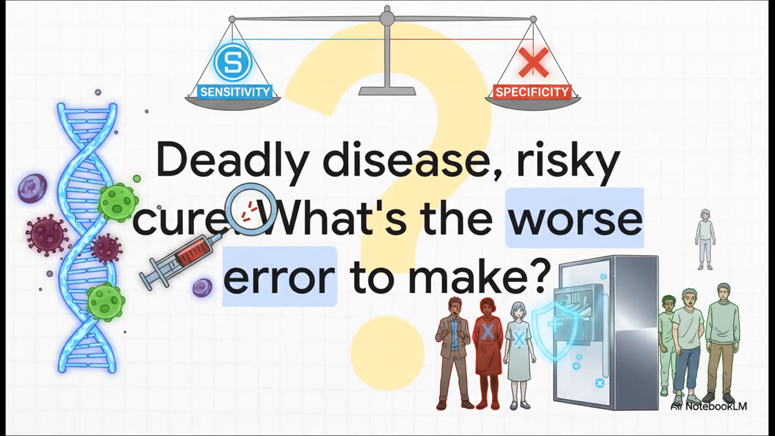So, I'll leave you with a final thought to chew on. Imagine a disease that's incredibly deadly, but also very rare. And the treatment for it is really risky. Now, what's the worst mistake to make? Do you choose a test with super high sensitivity to catch every single possible case, even though it means you'll end up giving a risky treatment to some healthy people? Or do you go for high specificity to protect the healthy, even if it means you might miss one of those rare fatal cases? There is no easy answer. And learning to navigate that kind of uncertainty, well, that's the art and the science of medicine.